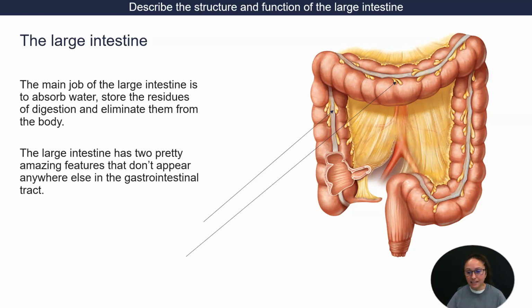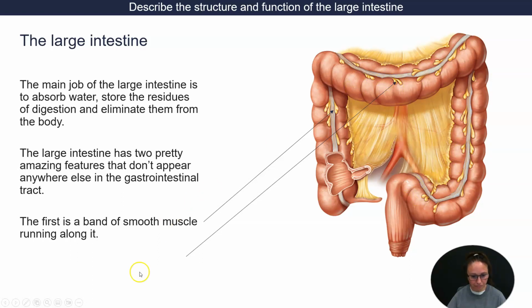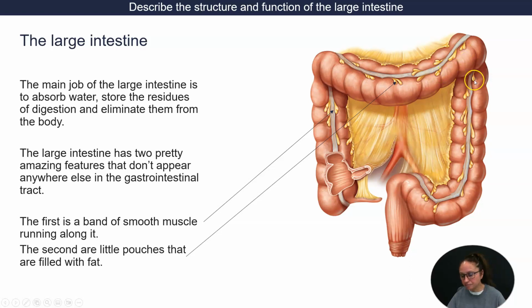Now, the large intestine has its own cool features. The first feature is that there is this band here that is actually muscle. What do you reckon that will do when it contracts? It makes little pockets. So that's a cool feature. The other feature is these little fatty pouches, which I don't know that they know why they're there. They're just there. A few fun features of the large intestine.